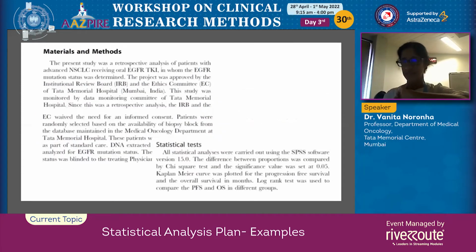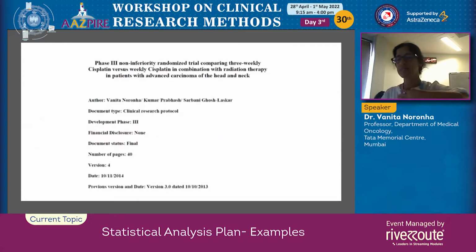So this is in the materials and methods. If you can see the right bottom part of it, we said we will carry it out in SPSS. We will check the difference in proportion with the chi-square test. We'll use Kaplan-Meier for PFS and for OS. So that was our post hoc, I would say, statistical analysis plan. This was my first study that I had written when I joined TMH.